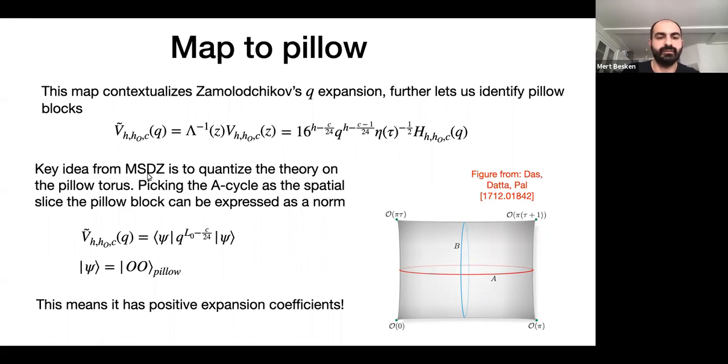And one of the key ideas from Maldacena and Zlatko Dimitrijevic was to quantize the theory on the pillow torus, picking the A cycle, which is this guy here. We see the four punctures of the pillow torus here. A cycle as a spatial slice. The pillow block can be expressed as a norm, just this propagation along the B cycle, actuated by this Q here, and these two O's at the bottom create this state psi, and the upper O's create this bra version of it.